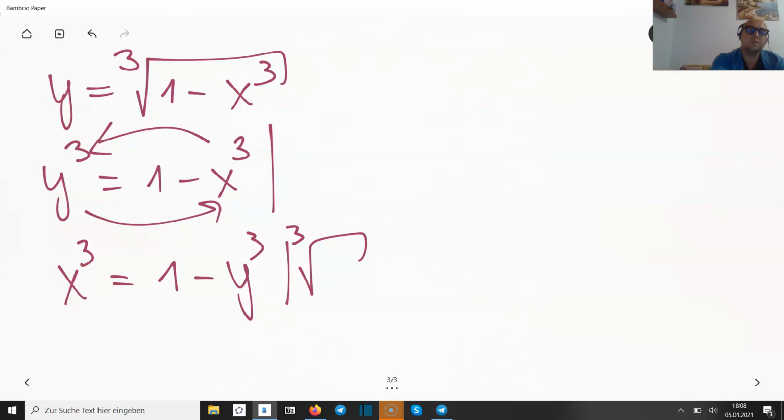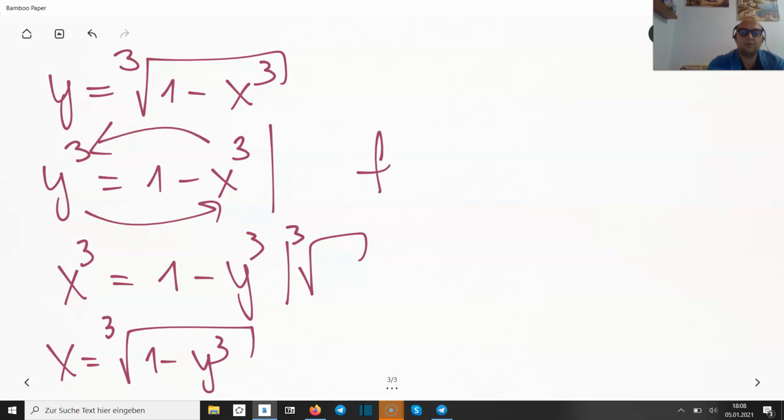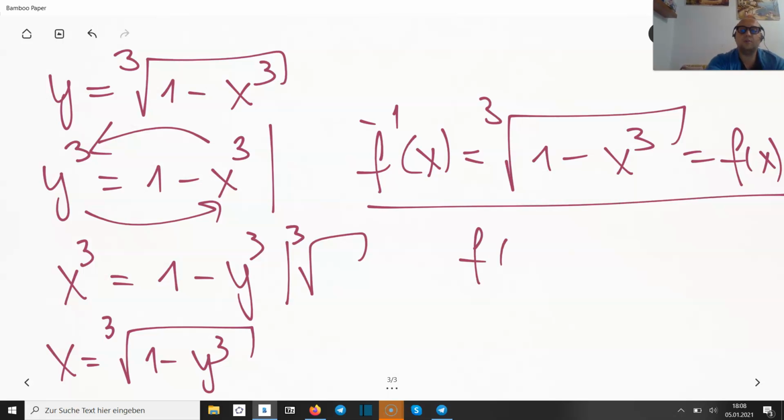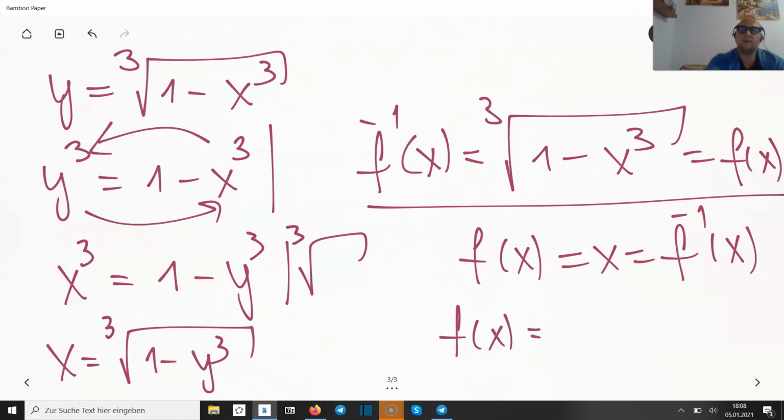And now we see a very interesting situation. x is the cubic root of 1 minus y cubed. So that means we have f to the power of minus 1 of x, which is the cubic root of 1 minus x cubed. So this is the function itself, which is really nice. We also have f of x equals x equals f to the power of minus 1 of x, the inverse function, and we also have f of x equals 1 divided by x equals f to the power of minus 1.